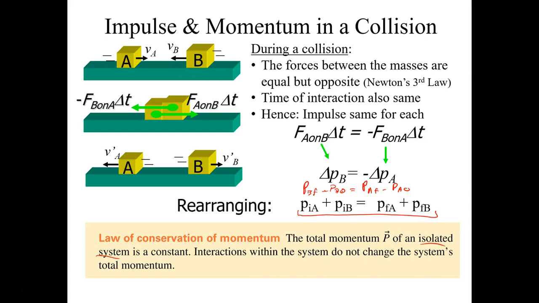So interactions within the system don't change the total momentum. Whatever momentum we start with in an isolated system has to be the same amount of momentum that we end with. So in this case, the momentum that we have before the collision has to be equal to the momentum that we have after the collision.